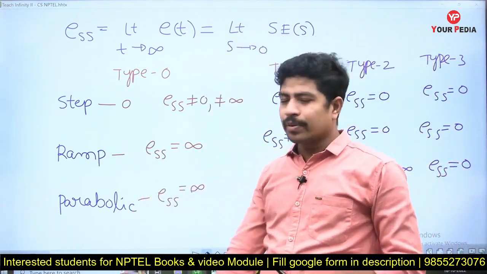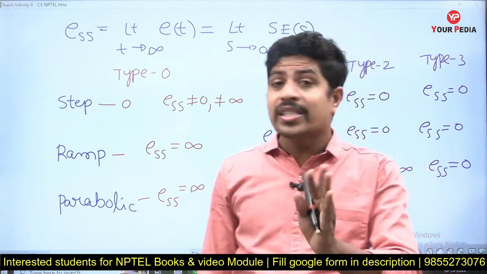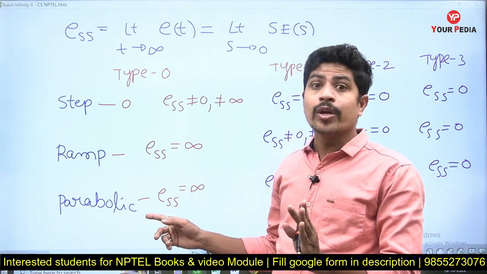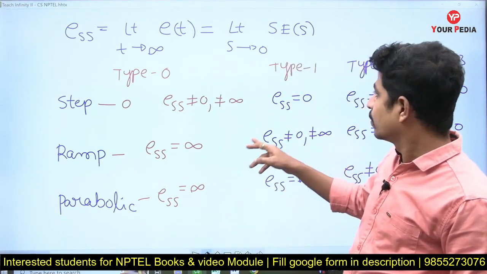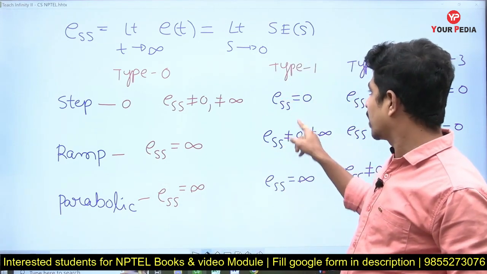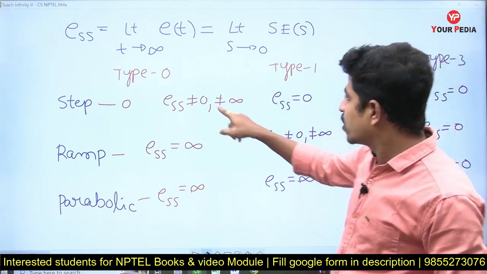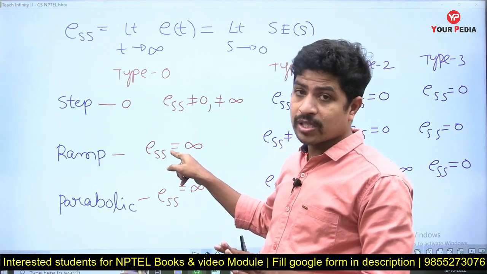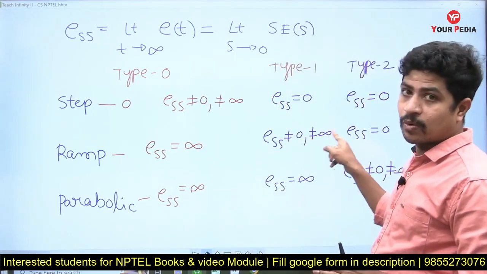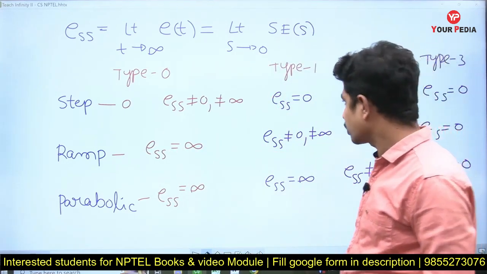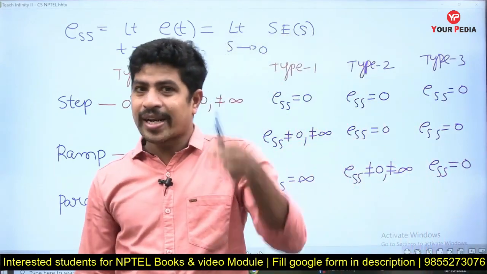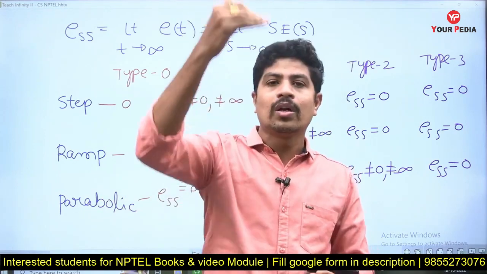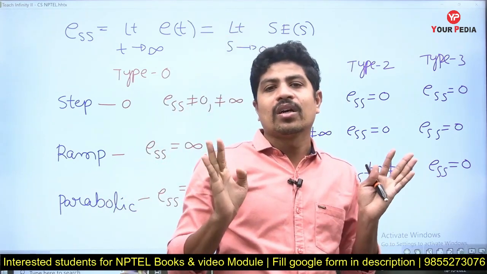If your input is ramp, and you don't want any steady state error, first of all, avoid type 0 system. Why? Because it is going to give infinite amount of steady state error. Type 0 system for ramp input, infinite amount of steady state error. Avoid this type 0 system. Type 1 will give some finite. Type 2 is going to give 0 steady state error. If your input is ramp, you select type 2 and above, any type, steady state error will be 0.